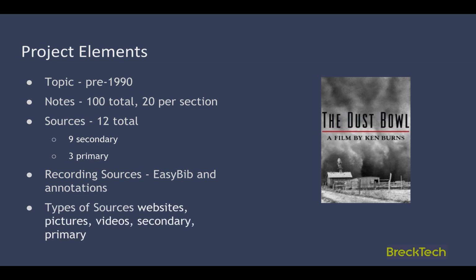Types of sources you can use. You'll mostly be using websites, but through the internet you can also get pictures and videos. And you can use YouTube if you find a good, reliable documentary on your topic. Secondary sources, again, like a history book, or primary sources, a photograph from the time or a newspaper article.